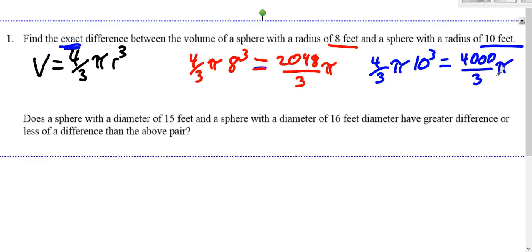So the exact difference between those two, they both have the pi, so that's not part of the difference. They both have the 3 in the denominator, that's actually not part of the difference. The only difference is whatever 4,000 minus 2,048 is. 1952 pi over 3. That is the exact difference. When you subtract those, they've got the pi in common, they have the denominator common, so you just subtract the numerators. 1952 pi over 3.